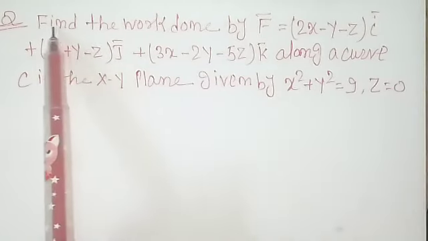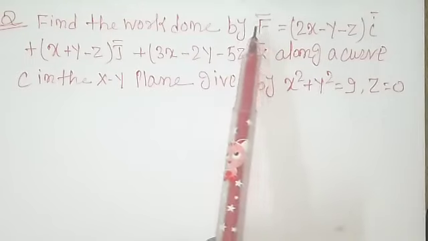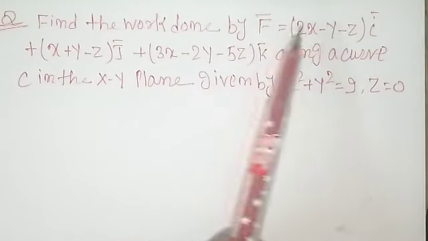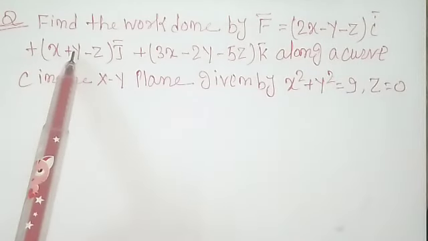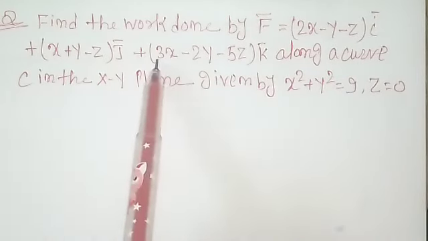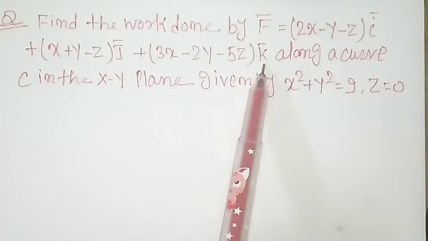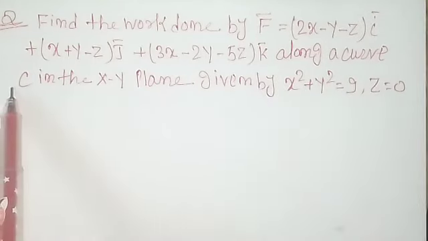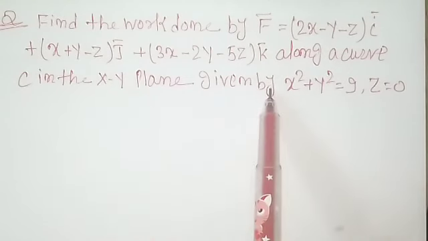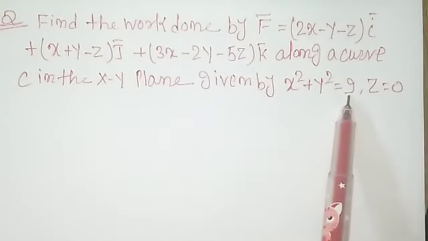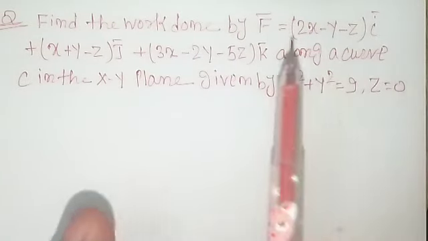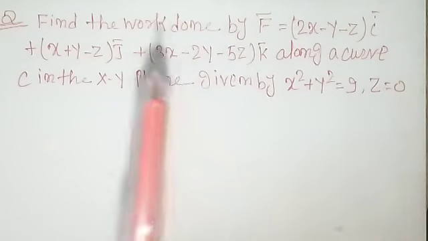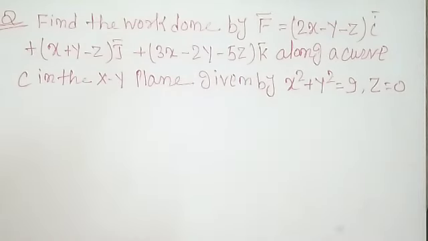The problem on the screen: find the work done by F, which is a force. The vector F is (2x minus y minus z) i cap plus (x plus y minus z) j cap plus (3x minus 2y minus 5z) k cap, along a curve C in the xy plane given by x square plus y square is equal to 9 and z is equal to 0. It means vector F is given, whose work done you have to find along the curve C.